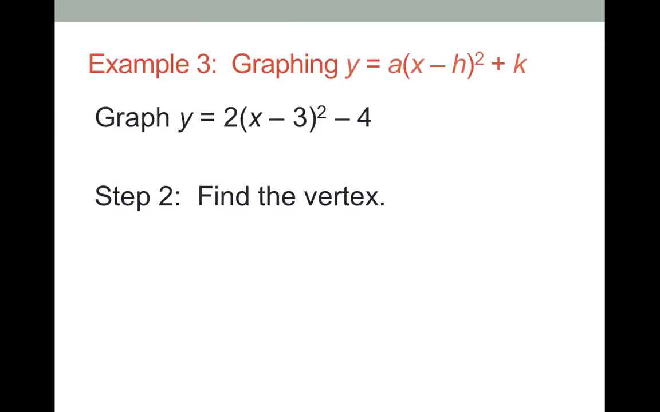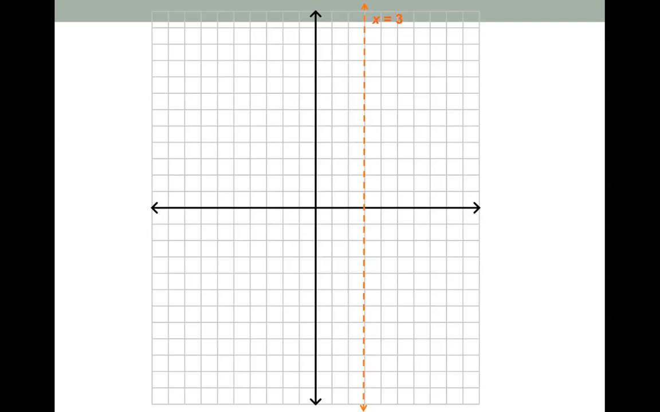Then step 2 is to find the vertex. Well, the vertex is simply the ordered pair h, k, just like the corner point on our absolute values was. So again, that comes directly from the equation itself. H is 3, k is -4, so our vertex is at 3, -4. That's why this is called the vertex form of the quadratic, because you can just look at it and know exactly what the vertex is supposed to be, which is very convenient. So we'll plot 3, -4 right there.